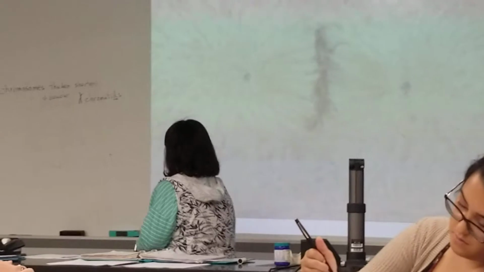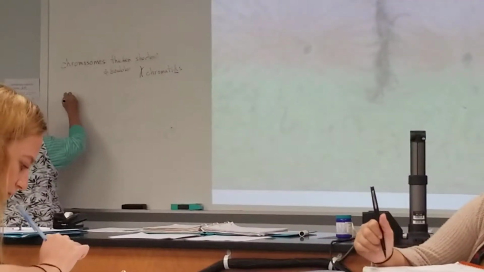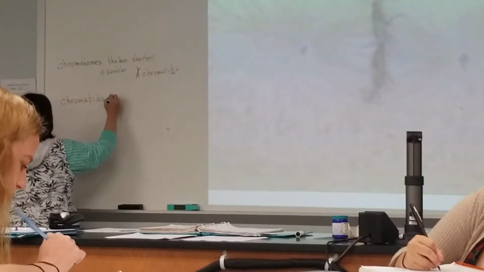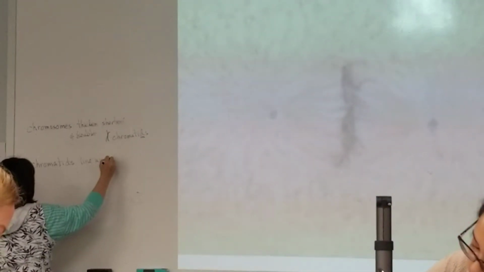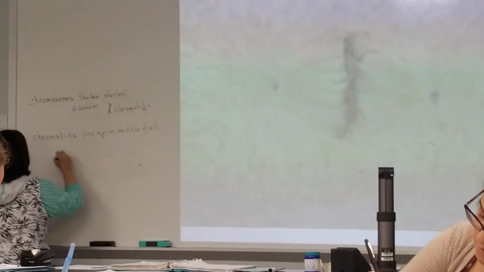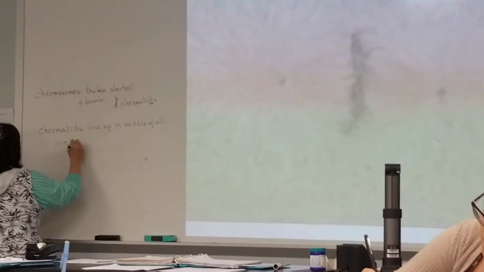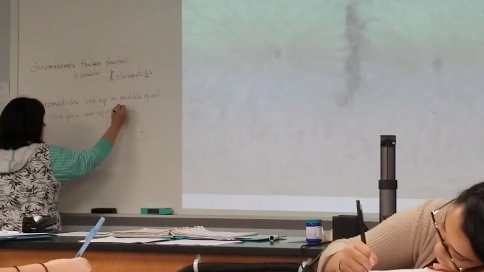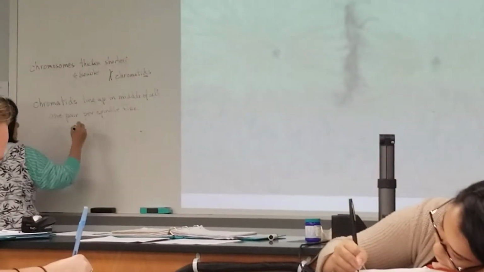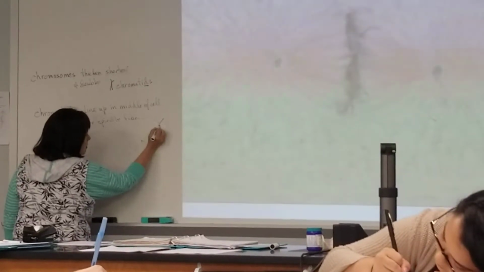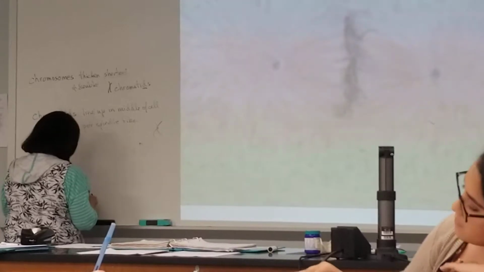And the most unique thing about metaphase is that your chromatids line up in the middle of the cell. Everybody see that? And there is one pair per spindle fiber. And if we look at them, there's a little piece here called the centromere.